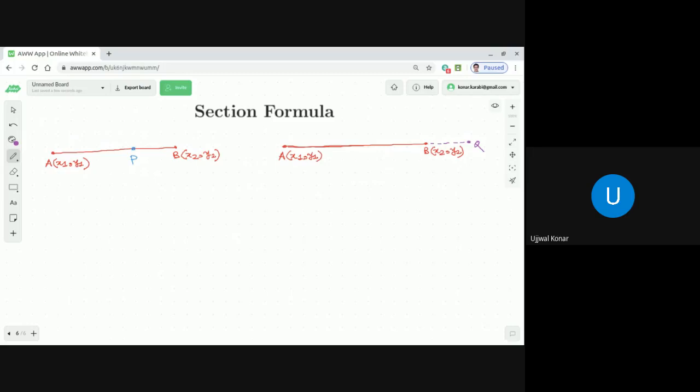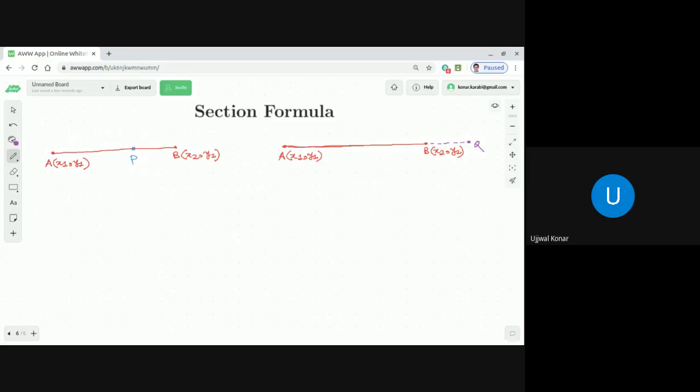So, in the left hand side, what you see, dear students, is called internal section. And whatever you see in the right hand side is known as the external section. Now, what is our target? Our target is to find the coordinates of the point P and Q. But how can you find the coordinates of the point P and Q? The information I discussed is not sufficient to find the coordinates of the point P and Q.